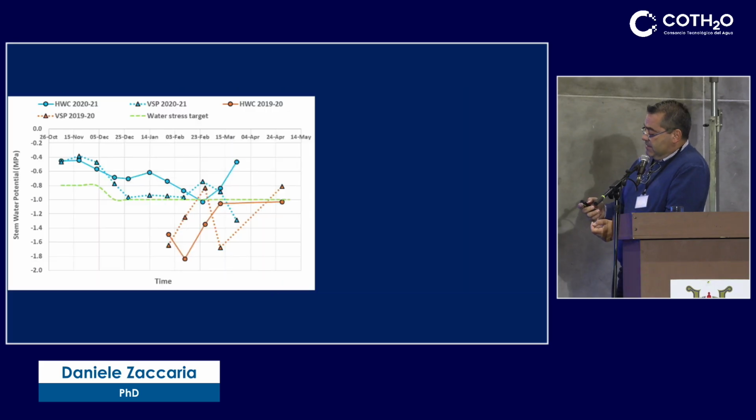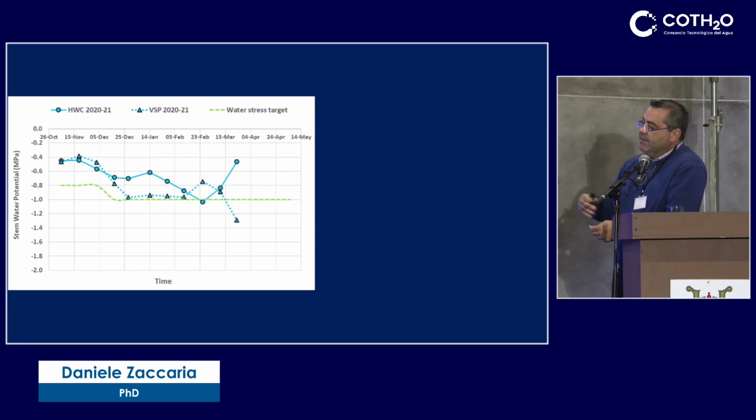Again, this is the stem water potential, and I put here the threshold of the target stem water potential over the course of the season. And you can see that the farm management was able to follow somehow and never go below the stress level because water was available in 2020, 2021. In 2019, 2020, they didn't have enough water, so they went way below stress level. And so you can see the stress of high wire cordon was relatively higher.